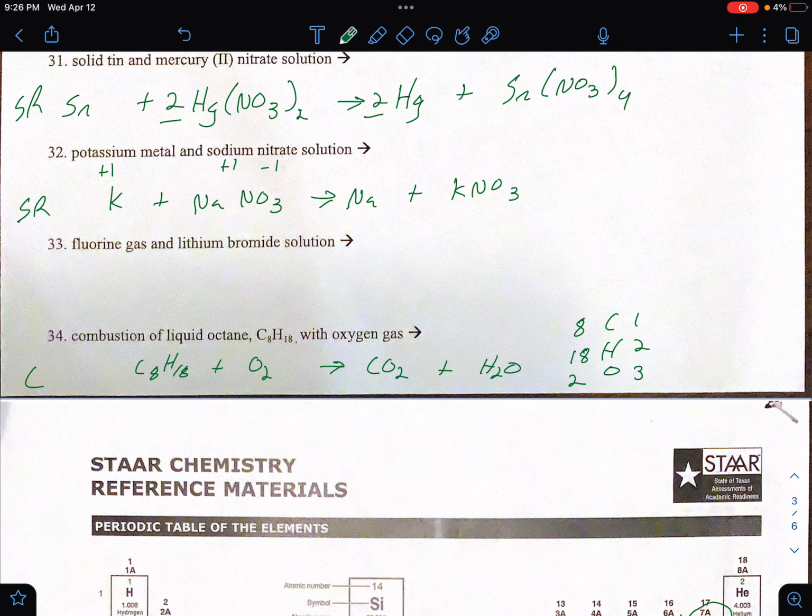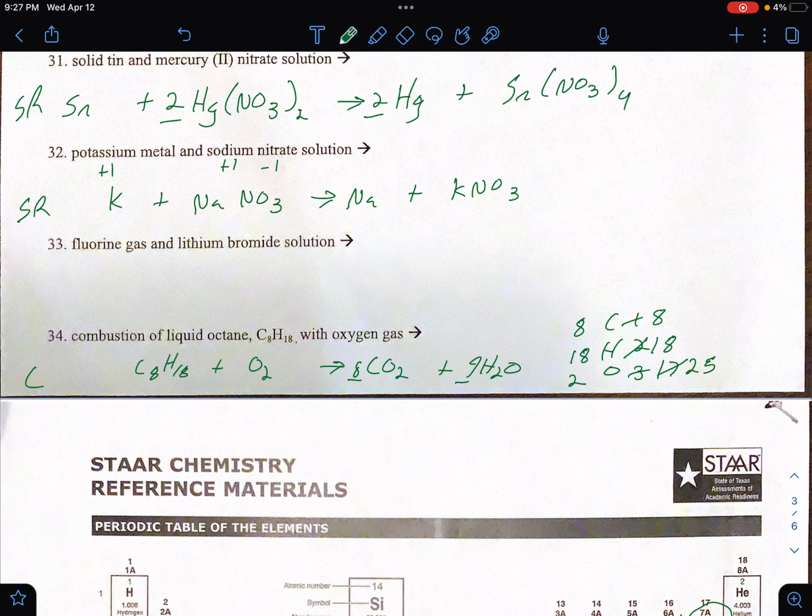So I'm going to start with carbons. I need to get to 8, so I'm going to put an 8 on that CO2. That fixes my carbons. I'm going to recount my oxygens. 8 times 2 is 16, plus 1 is 17. Now I need to go to hydrogens. I need 18 on the right, so I'm going to put a 9 on that H2O. So 9 times 2 gives me 18. I'm going to recount my oxygens. 8 times 2 is 16, plus 9 gives me 25.